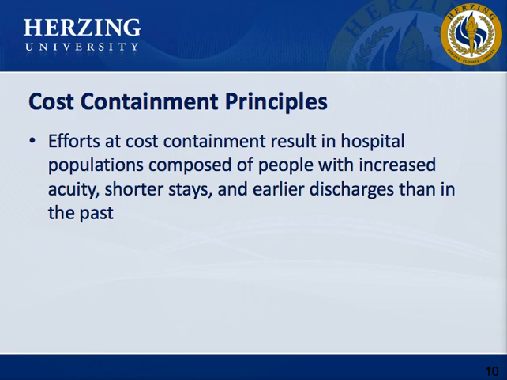Efforts at cost containment result in hospital populations composed of people with increased acuity, shorter stays, and earlier discharges than in the past. Nurses must make faster, more efficient assessments. Nurses are required to go to people's homes for follow-up assessment and diagnoses. First-rate assessment skills grounded in a holistic approach and knowledge of age-specific problems are required of nurses.